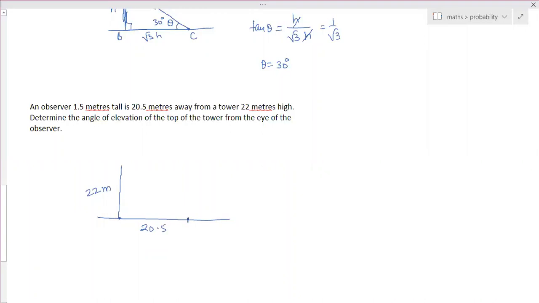The observer is standing at the distance of 20.5 meter, right? And his height is 1.5 meter. Now he will look from the top, because eyes are present near the head, in the upward direction. So from here he is looking. So this is the line of sight.